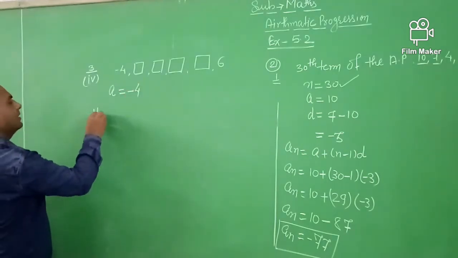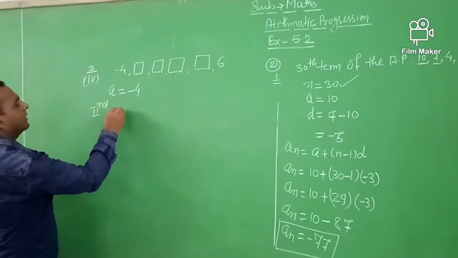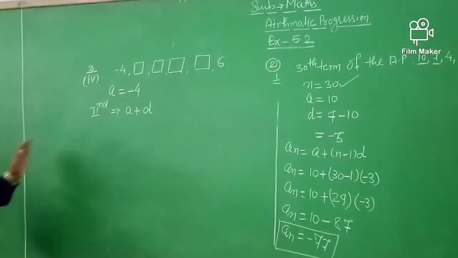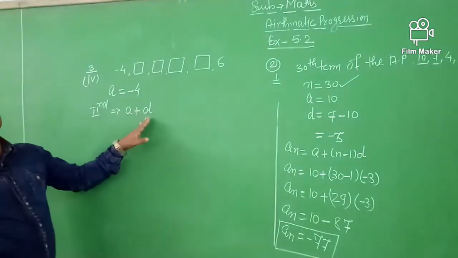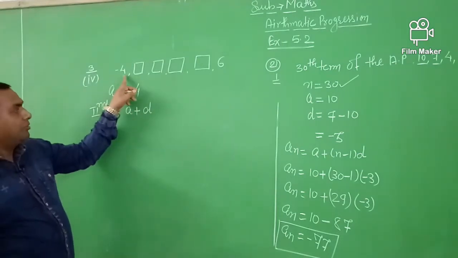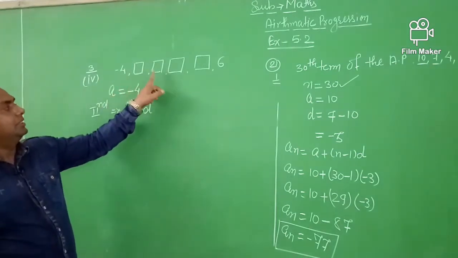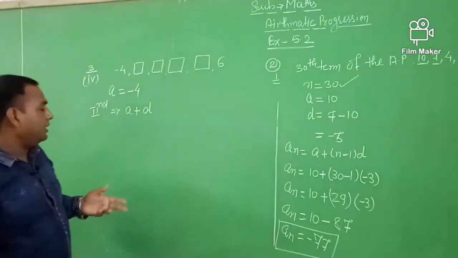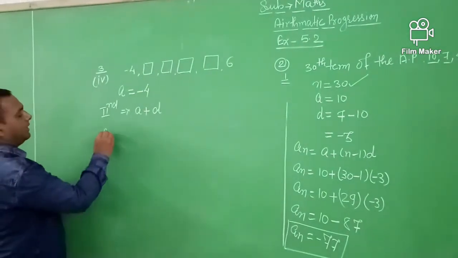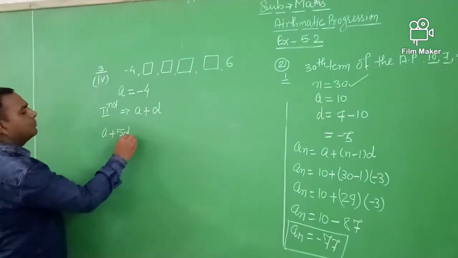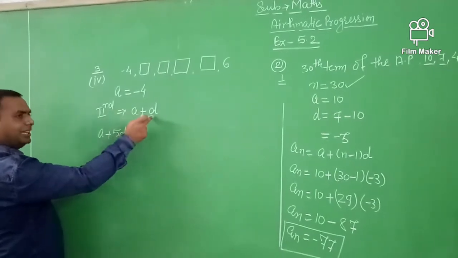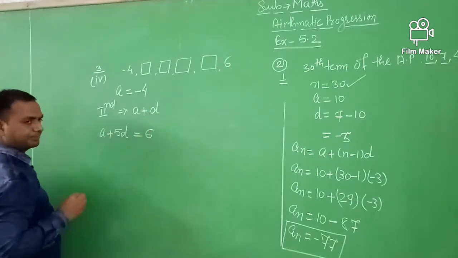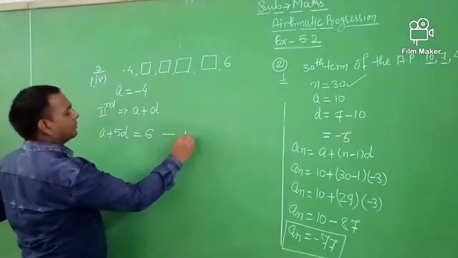The second term is denoted by a plus d. Similarly, the sixth term is denoted by a plus 5d, because for the second term it is only d, so for the sixth term it is a plus 5d. This is equal to 6. This is equation number one.